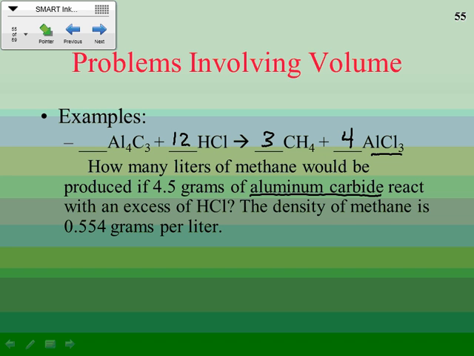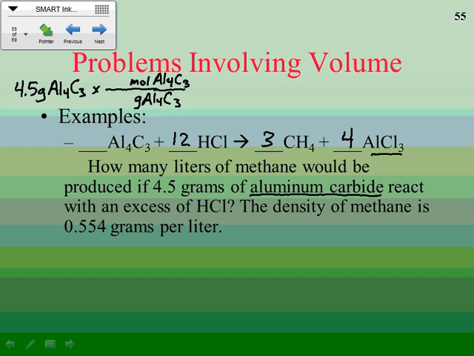So we want to know how many liters of methane. We're starting with 4.5 grams of aluminum carbide. So 4.5 grams of Al4C3. Any ideas for what we do first? Grams to moles. So grams to moles, yeah. Okay, get to moles. That's always a good bet, right? So grams of Al4C3 to moles of Al4C3.